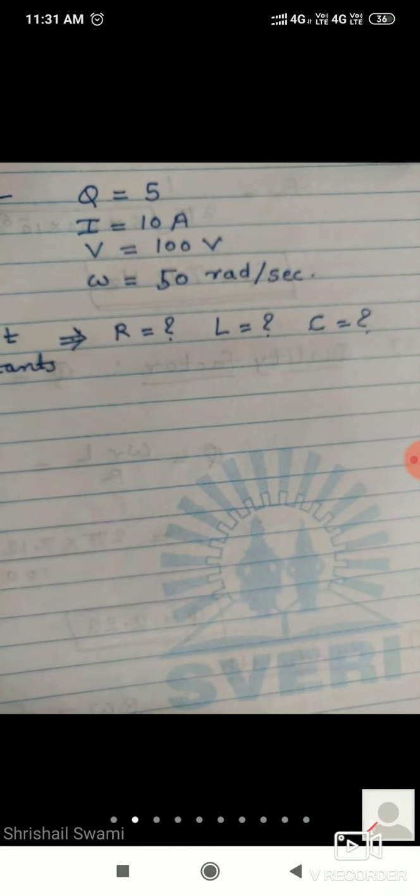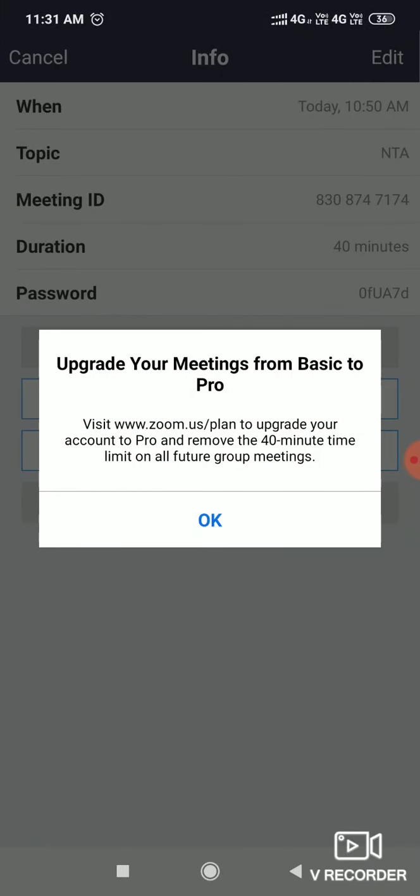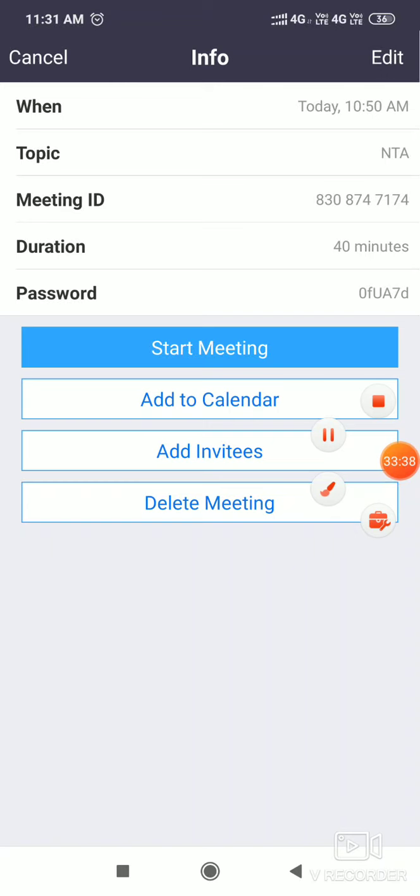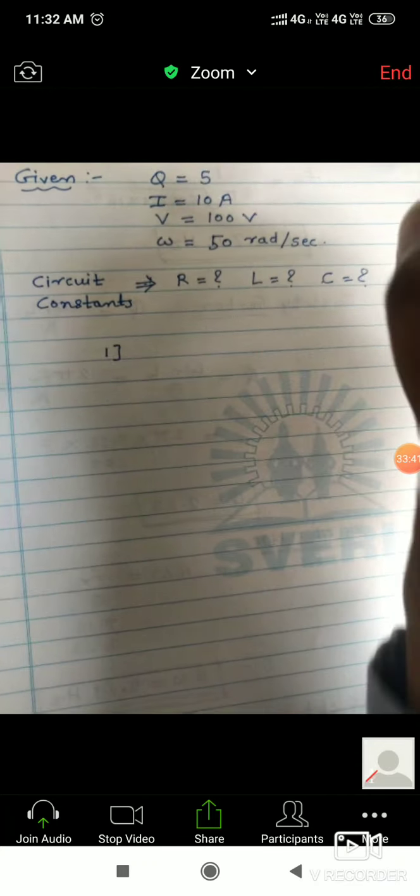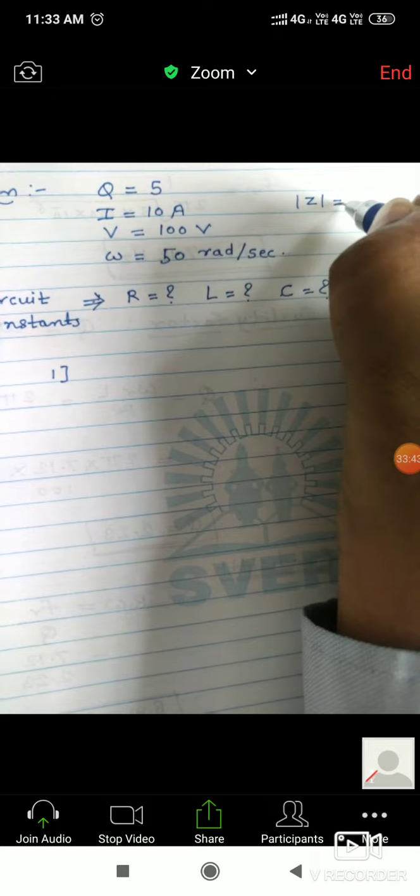So how to find out? Who will tell? How to start? Here also the value of total impedance Z is given, and that Z is nothing but 20 ohm. Now one thing you can start with is R. How to find out R? At resonance the value of current is given, that is 10 ampere. At resonance the value of total supply voltage is 100 volt. So from I and V, we will get the value of R.